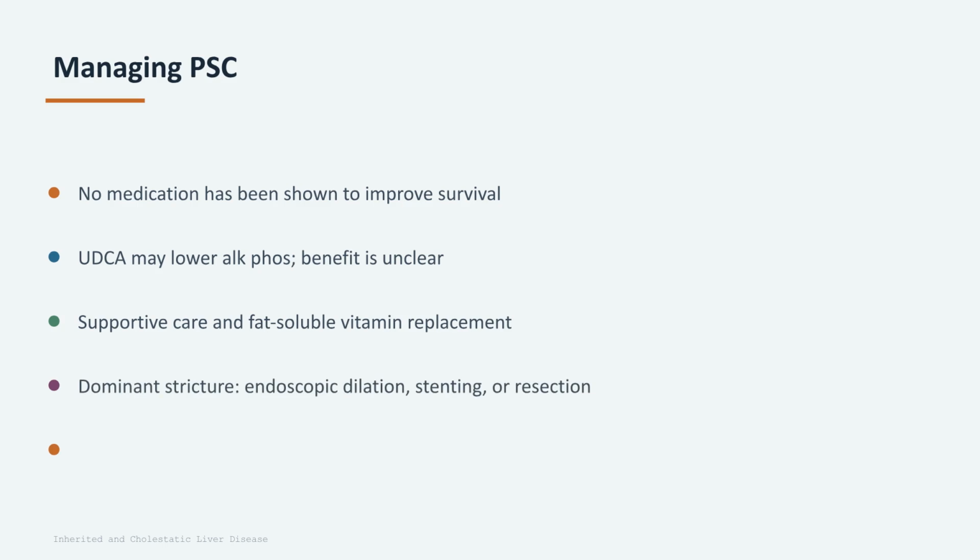If a dominant stricture develops, the options are endoscopic dilation, stenting, or surgical resection. For end-stage disease, transplantation, recurrence is around 30%, and in ulcerative colitis, colectomy may reduce that recurrence.